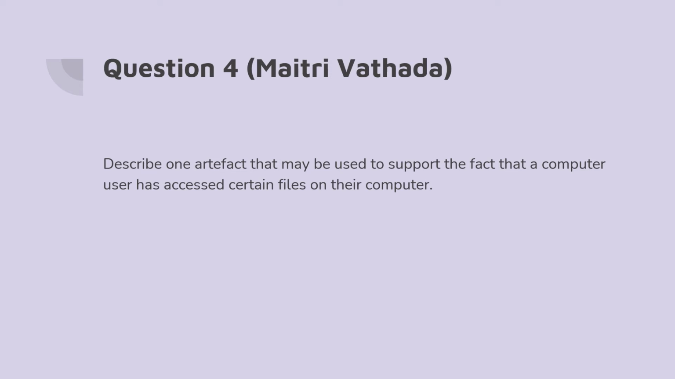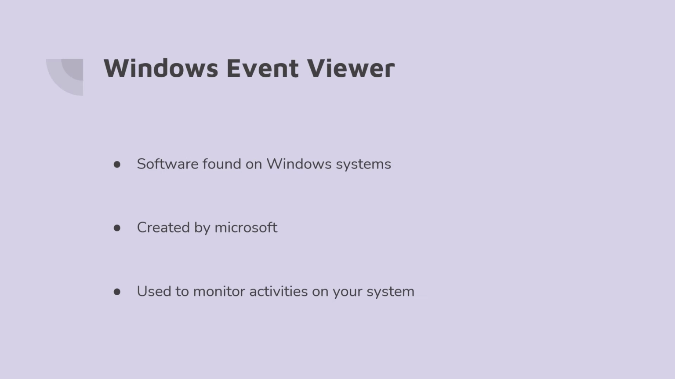If you wanted to find out if Charis was the one who accessed certain files on our computer, one way you can do this is by using Windows Event Viewer. Windows Event Viewer is a software found in Windows systems and was created by Microsoft. It can be used to monitor activities on your system and to get information about your hardware and software.